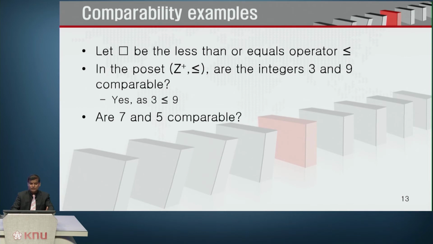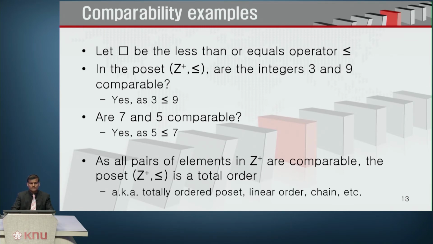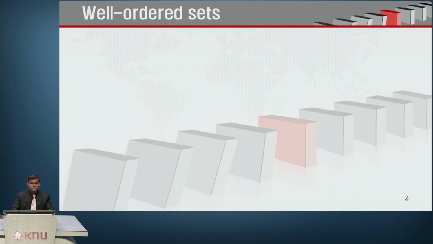And coming to 7 and 5, well, we know that 5 is less than or equal to 7. Yes, all pairs of elements in Z+ are comparable, and the poset (Z+, ≤) is a total order. As we talk about this order, total ordered posets, linear orders, and chains are some of the other names that can be used for posets whose elements are all comparable.